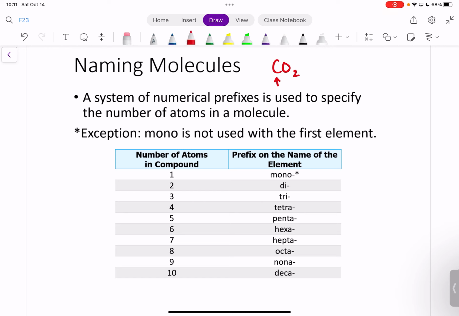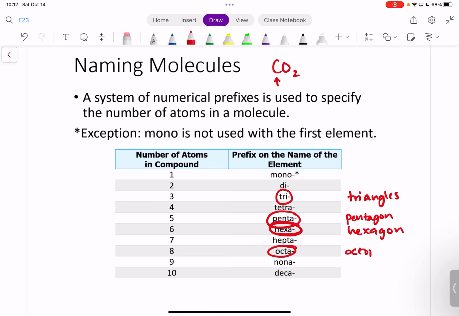Some of these I have a little trick for memorizing. I like to think of a triangle, which has 3 sides. Penta, I sometimes think of pentagon, which has 5 sides. Hexa, think of a hexagon, which has 6 sides. Octa, like an octopus, has 8 legs. Deca, I like to think of a decade, 10 years. So these are just some memorization tips that I've used in the past.